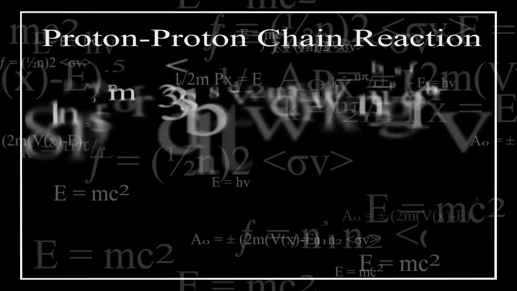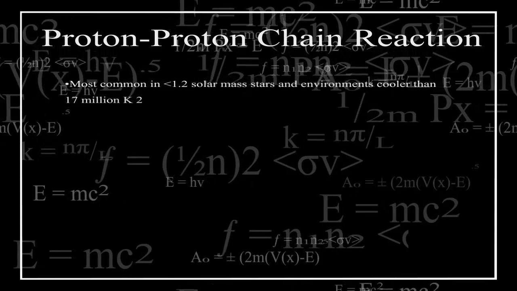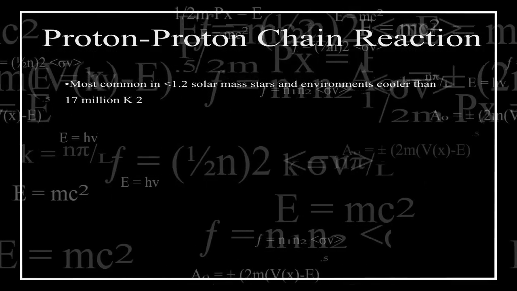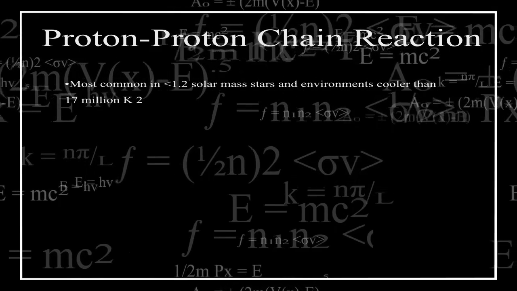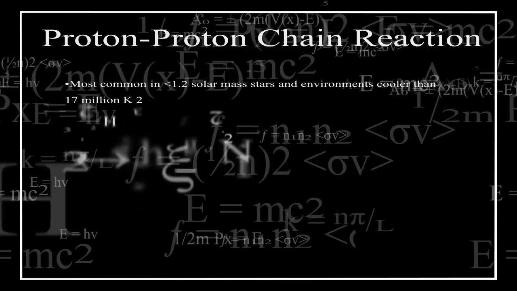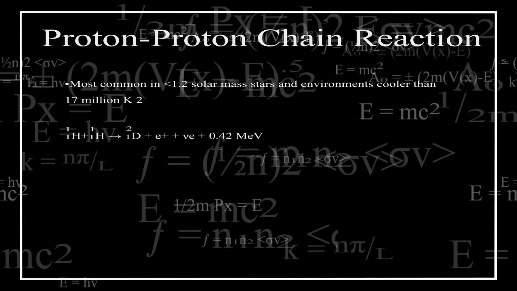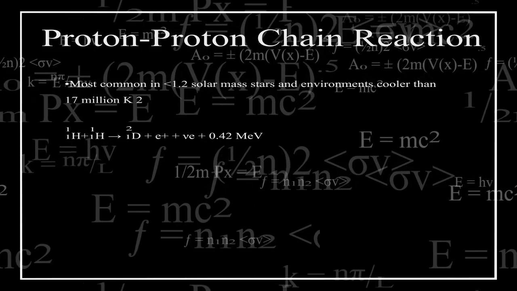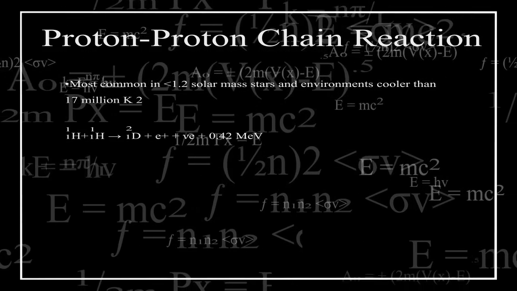solar masses and cooler than 17 million Kelvin. The process begins with the creation of deuterium from a proton and neutron. Neutrons are readily present under most circumstances, but do form in the tremendous pressure of the inner star.